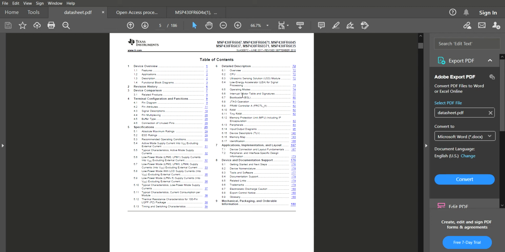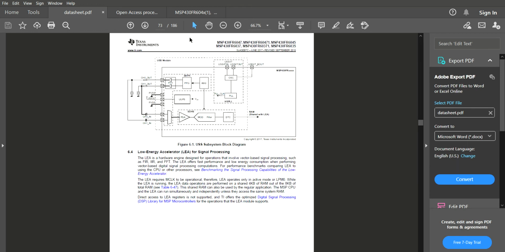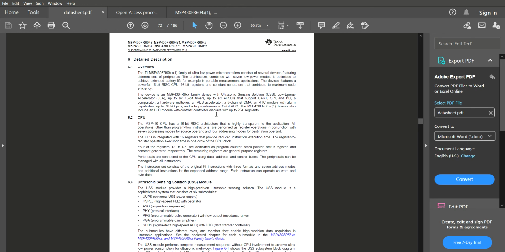When you look at this, it has to be in the detailed description, right? Certainly not in the memory map. You have to go to perhaps the CPU here. So let's go to page number 72. We'll go a couple of pages further. See, here it is. As I said, the CPU is integrated with 16 registers.